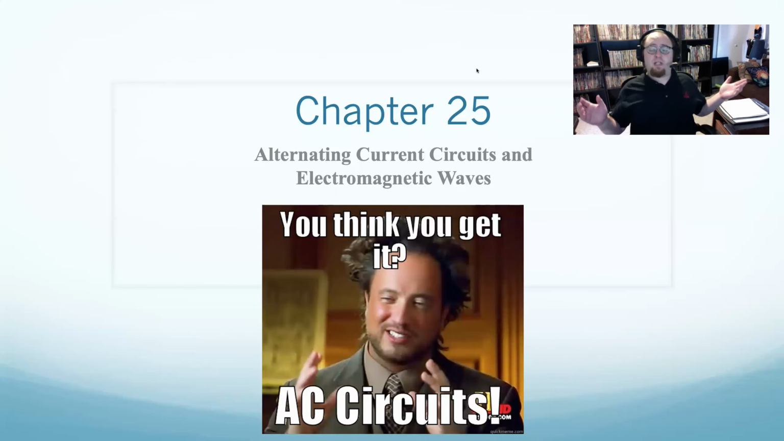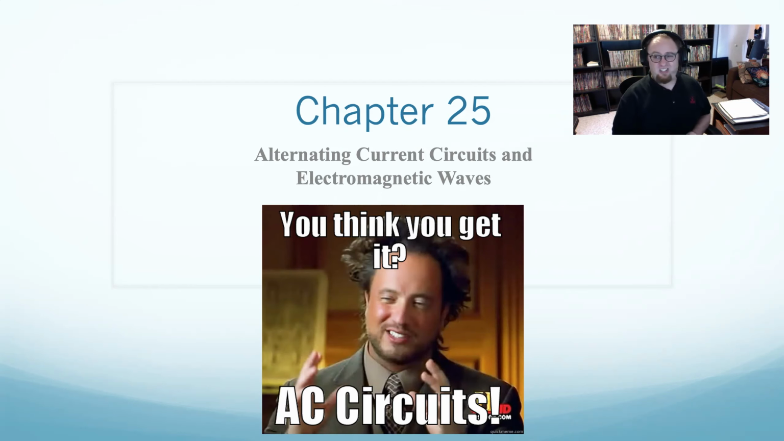So hello, today we're going to get into another chapter of Physics 2. Today's chapter 25, Alternating Current Circuits and Electromagnetic Waves. Basically, we're done with DC. We've only done DC so far. All we've talked about is electricity so far this class. And now we're going to wrap up all DC electronics and get into AC.